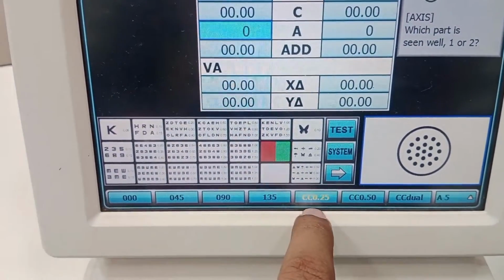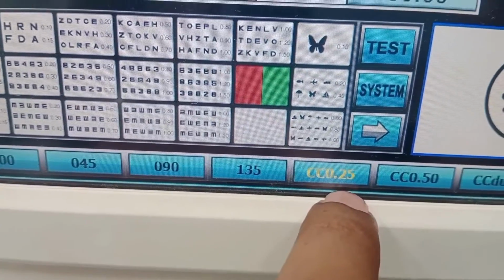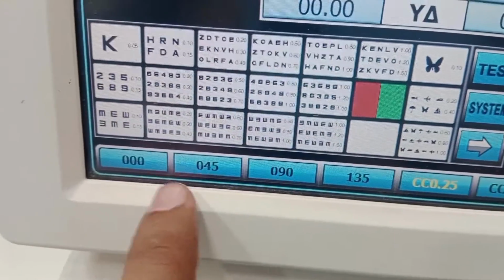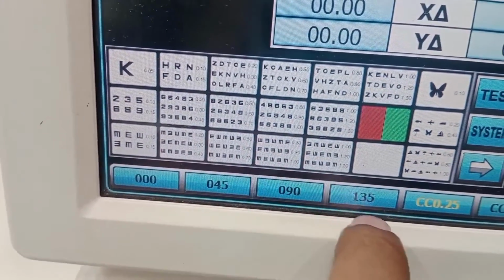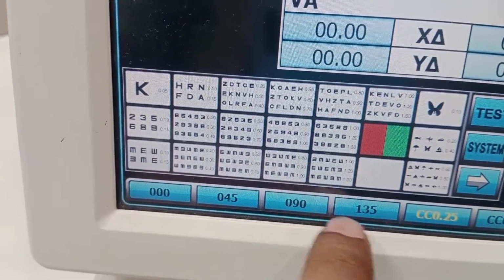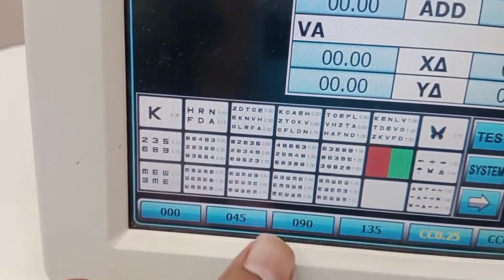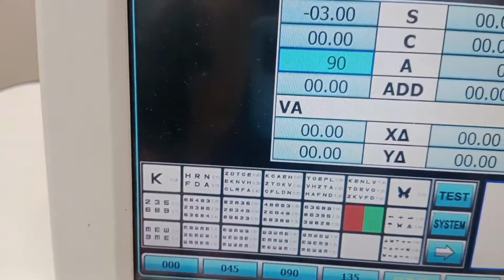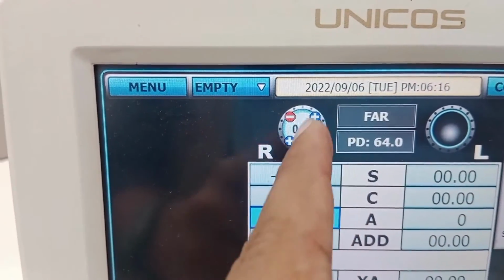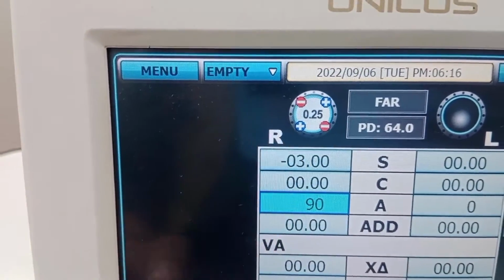And here are some settings. You can see the cross cylinder we are using right now is 0.25. We can use 0.5 as well if you want. So here are some settings for the axis of the handle. This is 0 or 180, 45, 90 and 135. Right now we are using 90°. Our handle is at 90°, as you can see, and the minus axis and plus axes are at different positions.